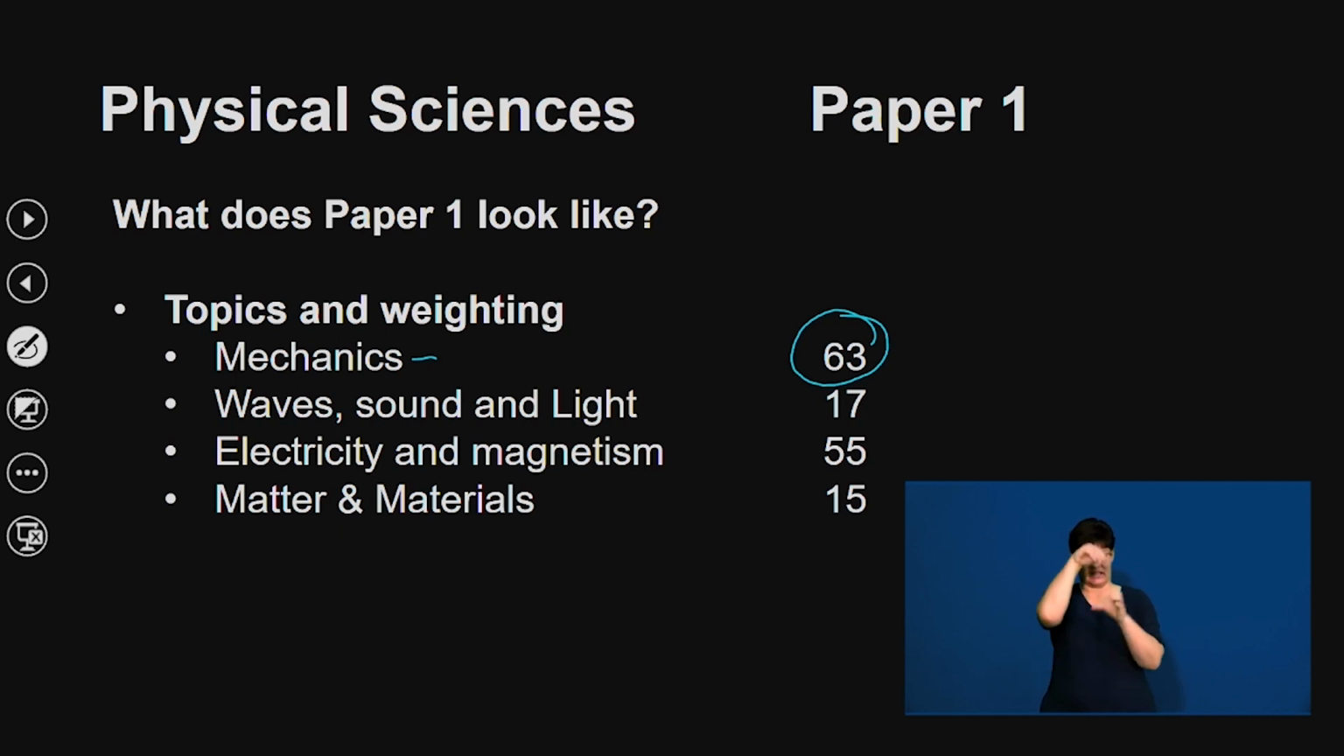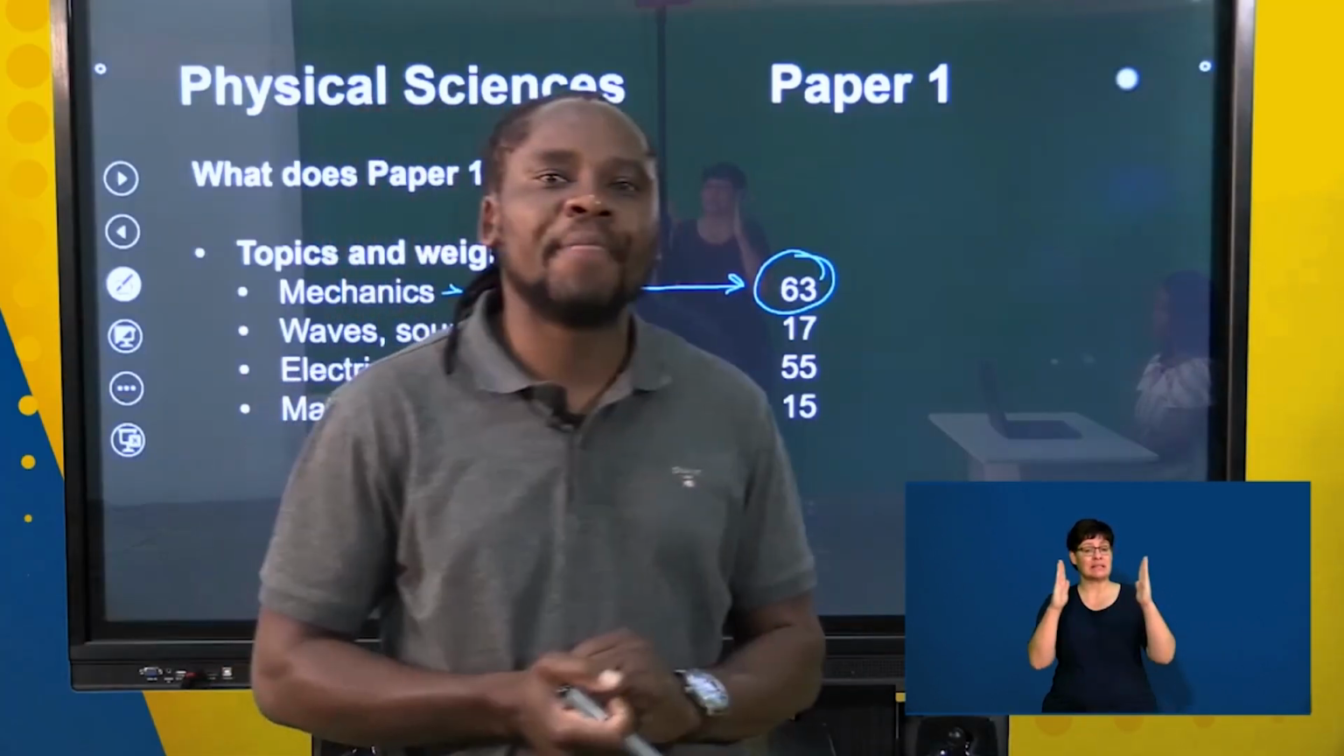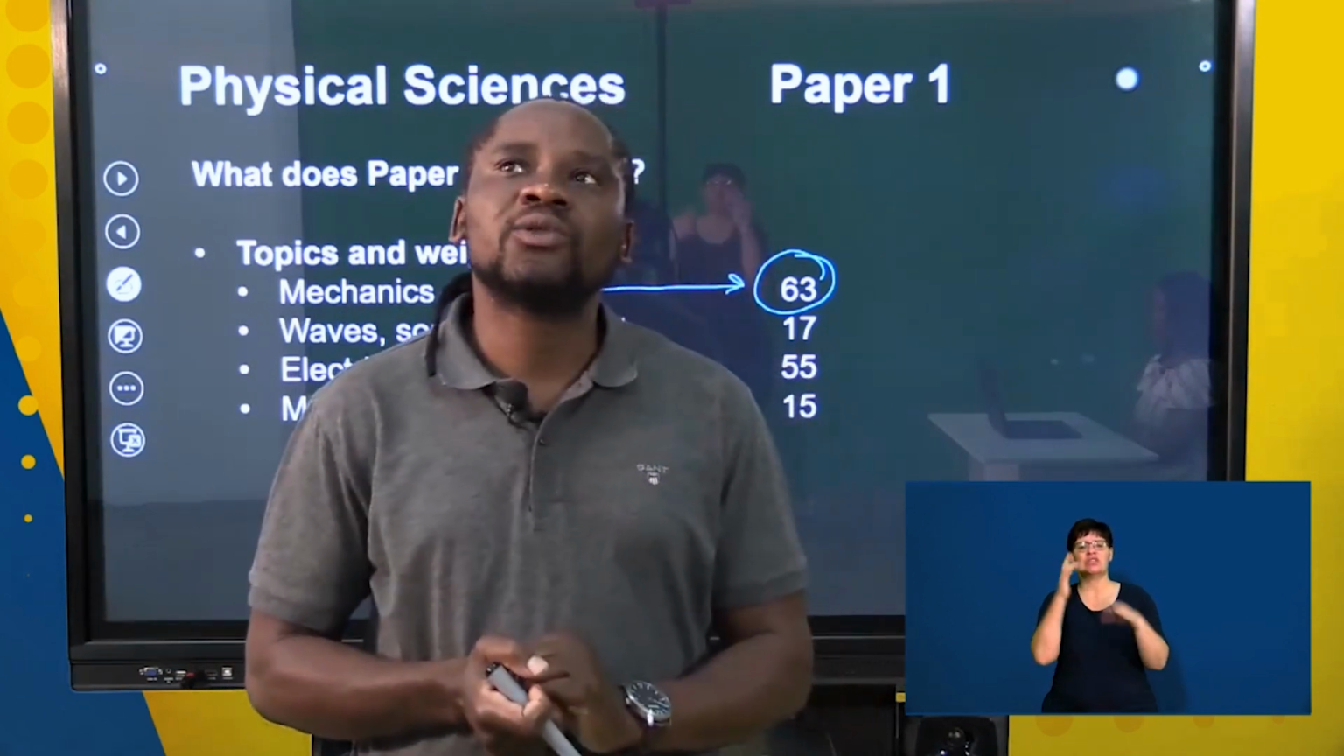Okay, now the total of the mechanics is actually 63 marks, give or take. If by comparison, you immediately pick that up to say, okay, mechanics actually carries the greatest weight in the physics paper, right? And then we've got electricity and magnetism.